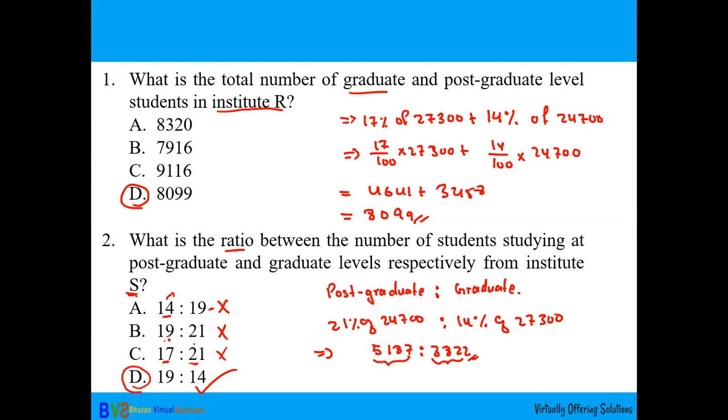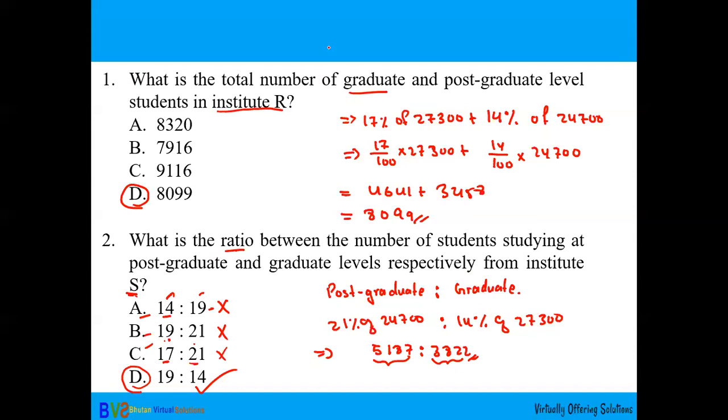The ratio of the postgraduate to graduate we got is 5,187 to 3,822. The 5,187 is more than 3,822. What does it mean? It means the number of students in postgraduate is more than graduate students. So in the simplified ratio, postgraduate is more and graduate is less, which is not the case for options A, B, and C, right? So the answer is obviously D.